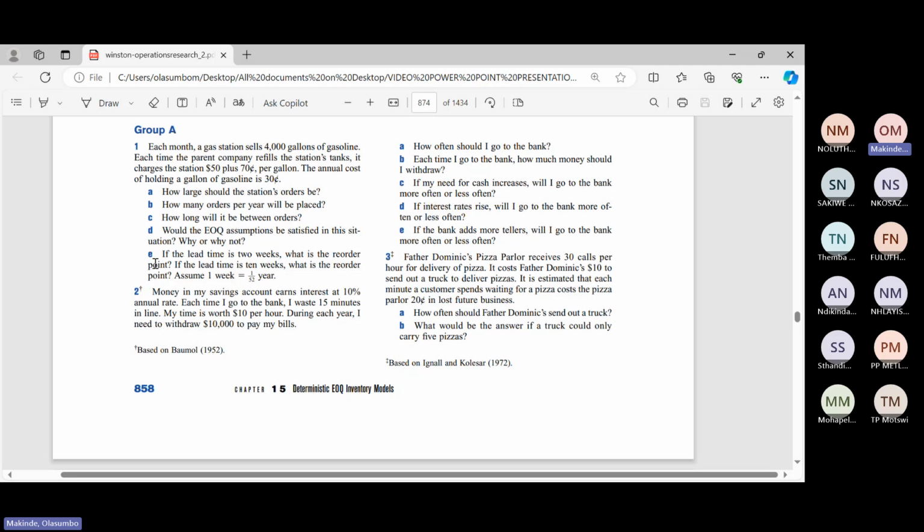Then the E part is the one which is very interesting. We talked about the effect of lead time now. Remember the effect of lead time? So they are saying if the lead time is 2 weeks, what is the reorder point? So remember now you have a lead time being pronounced. Another question is if the lead time is 10 weeks, what is the reorder point? Assume that 1 week equals 1/52 year. So what they are saying is 1 year is 52 weeks.